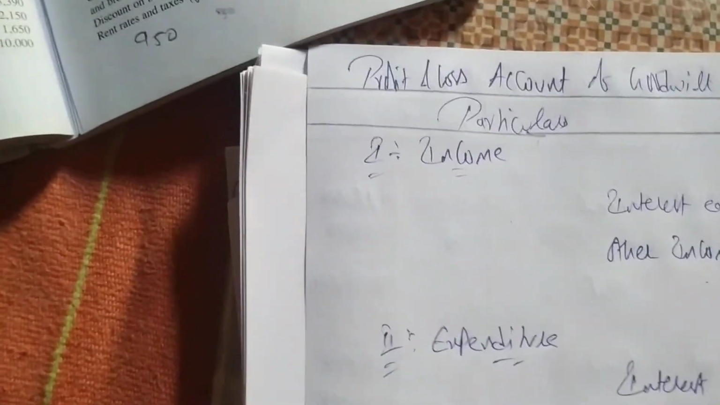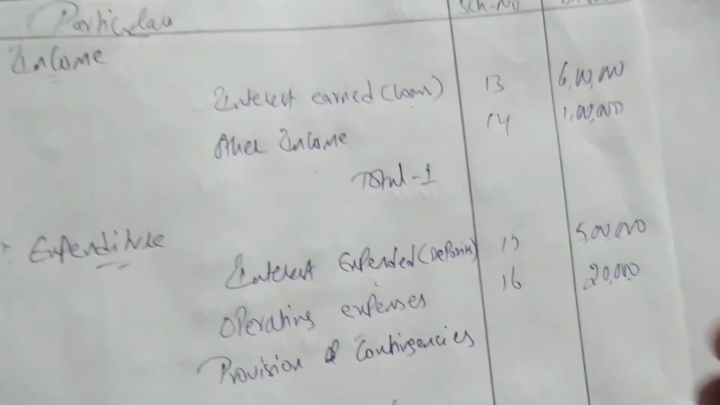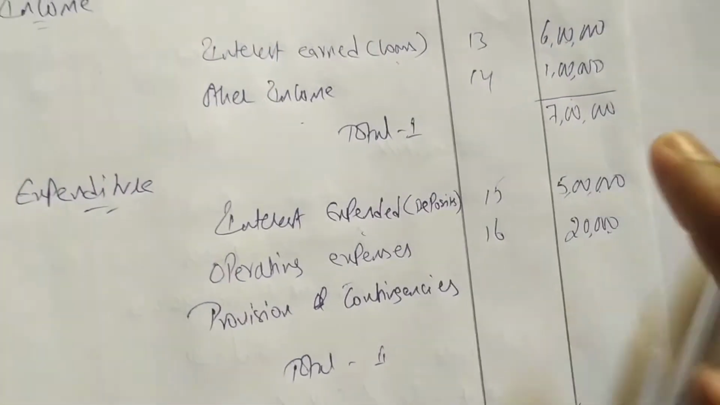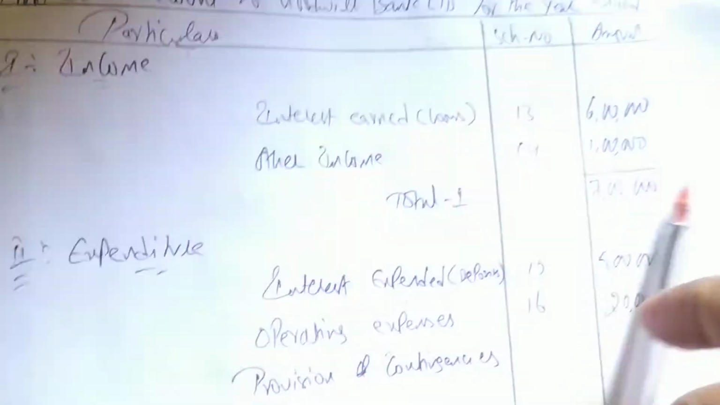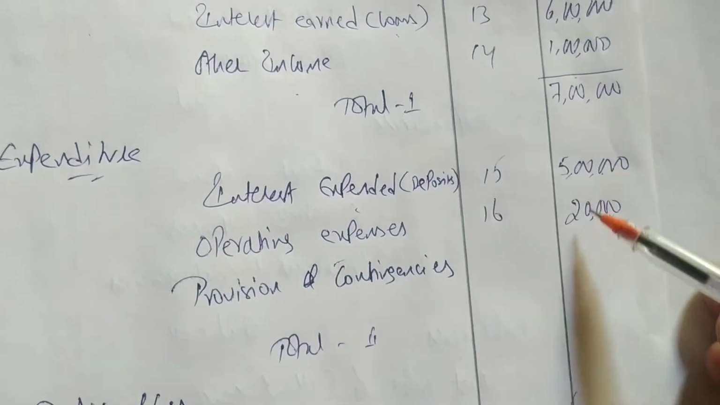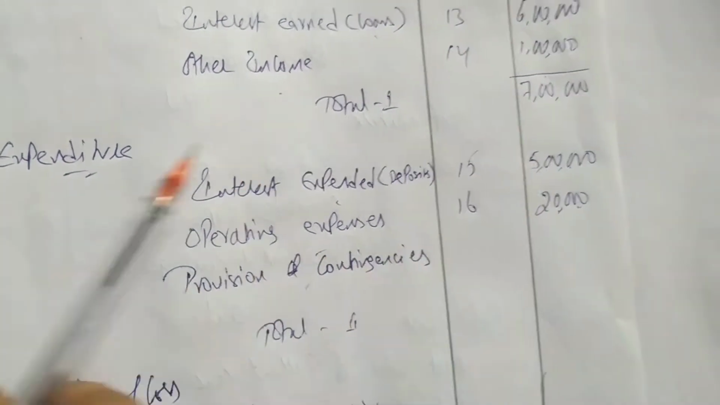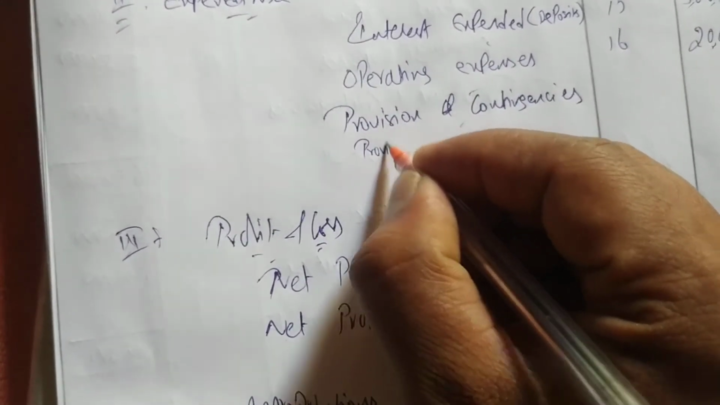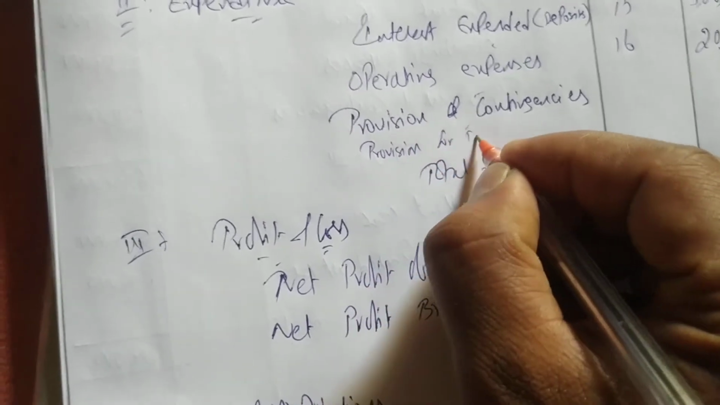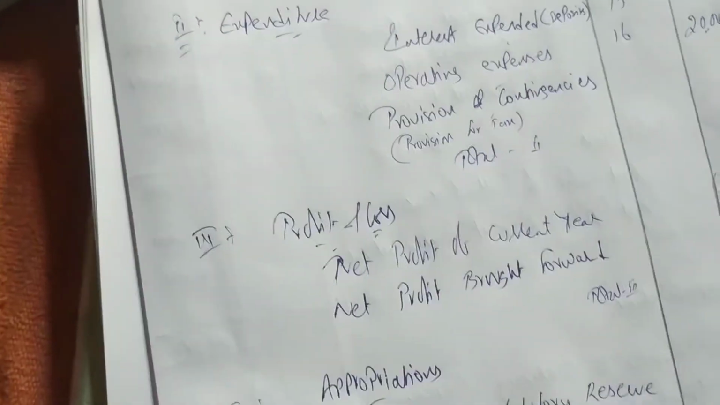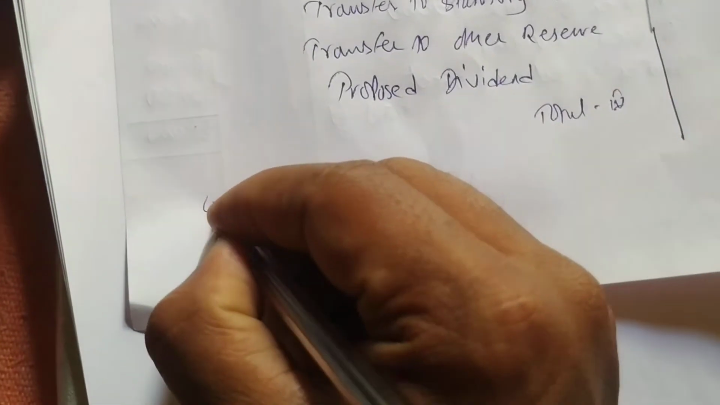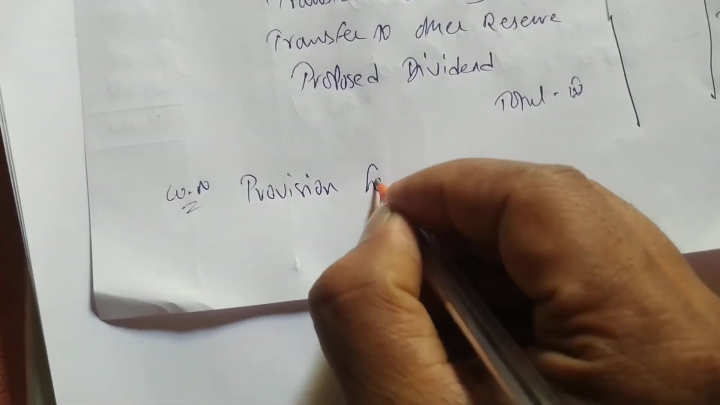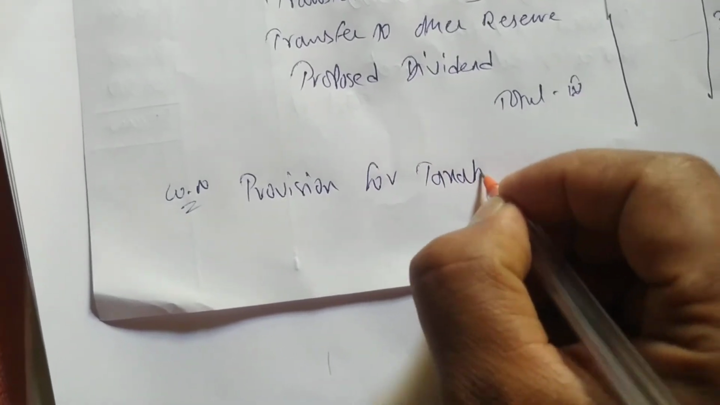Okay, now first we'll do the totals, the operating income first. So total income we are having 6 lakhs plus 1 lakh is 7 lakhs. Okay, so next, interest expended we are having 5 lakhs plus 20,000. Then this is provision for contingencies. The meaning of provision for contingencies is provision for tax. Okay, so we have to find out provision for tax. So I am doing here a working note. We have to find out provision for taxation. This provision for taxation will come under provisions and contingencies.